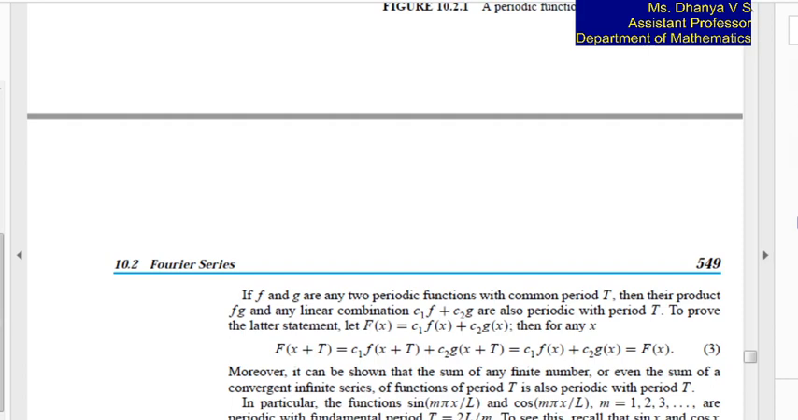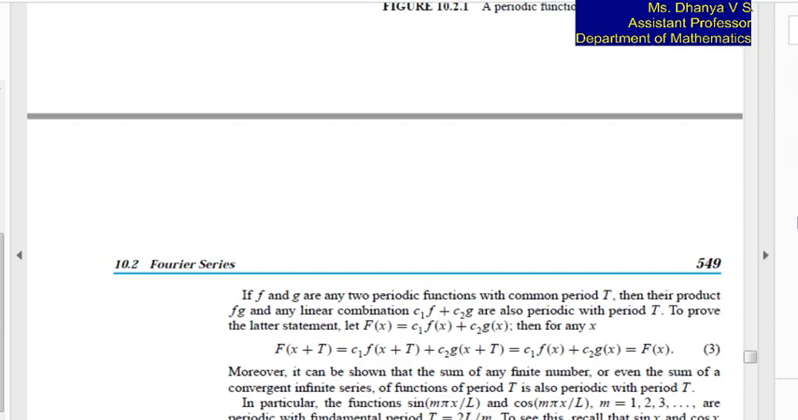So I will start here. If f and g are any two periodic functions with common period T, that's important, then their product fg and their linear combination c1 f plus c2 g are also periodic with period T. They have shown the linear combination thing. Let capital F of x be equal to c1 f of x plus c2 g of x. Then capital F of x plus T is equal to c1 into f of x plus T plus c2 into g of x plus T.